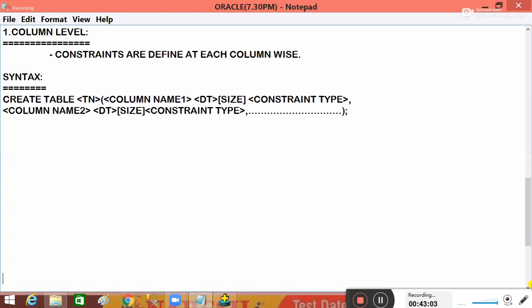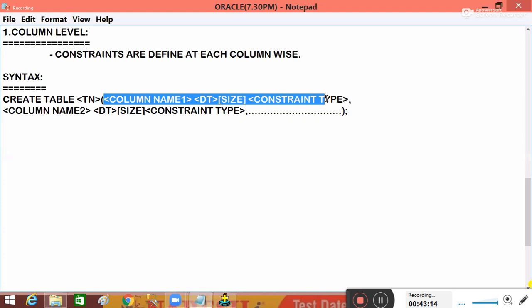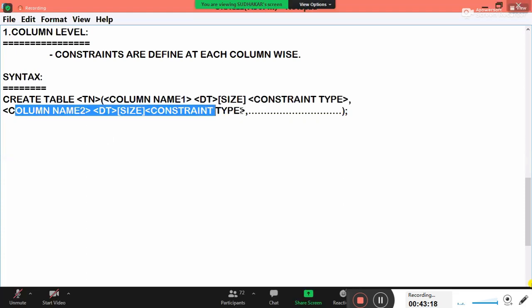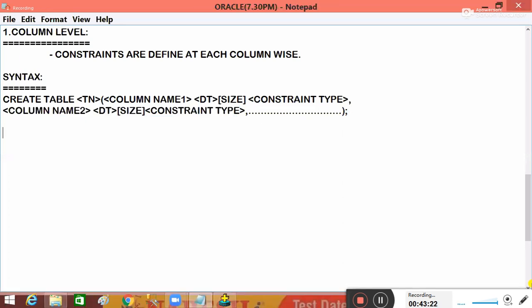Okay, so every column has your required column name, suitable data type and size, and after that the constraint type you can apply. So like this every individual column wise we applied. Second one is what now, table level.